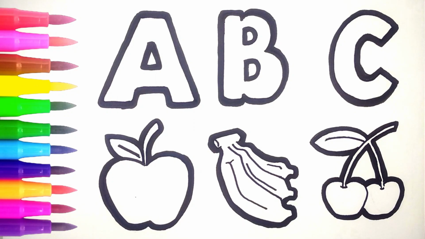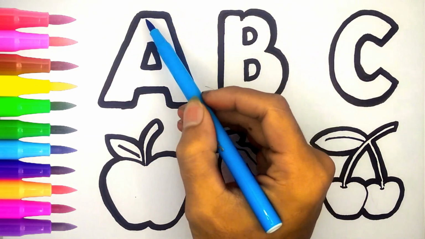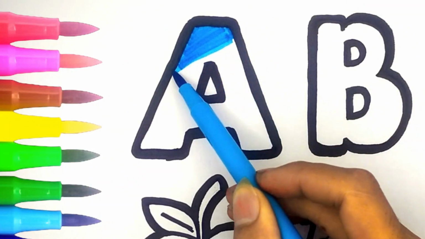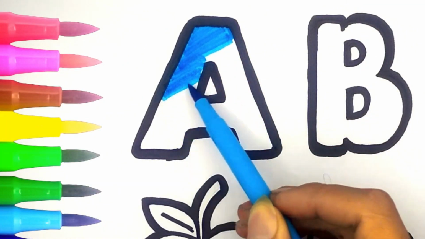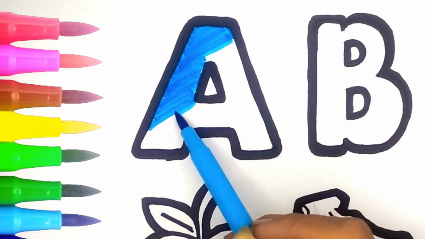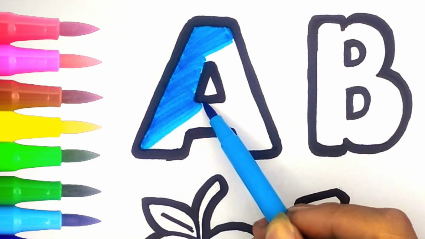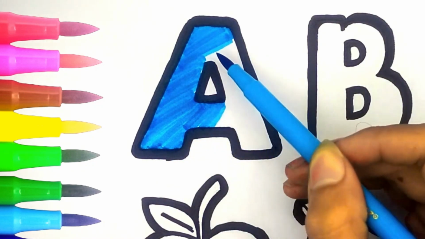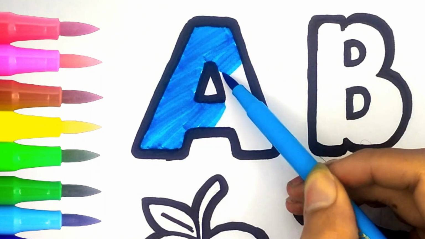A, B, C, D, E, F, G, H, I, light blue for the L, A. M, N, O, P, Q, R, S, T, U, V, W, X, Y, and Z. Now I know my ABCs. Next time, won't you sing with me?